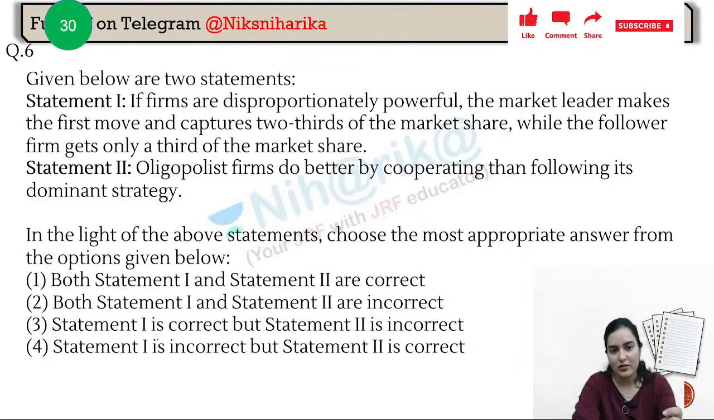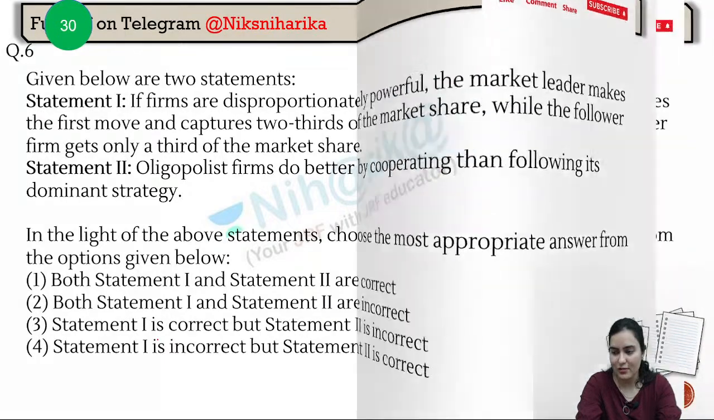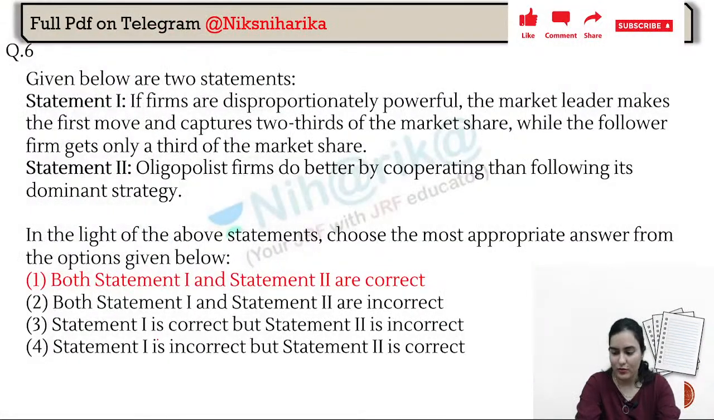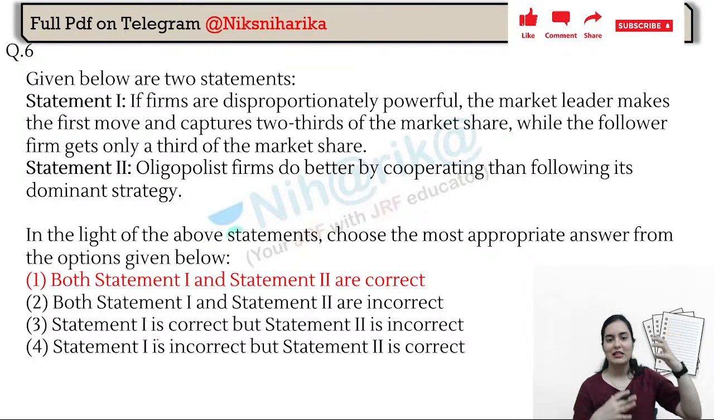An oligopolist firm does better by cooperating than following its dominant strategy. Definitely, both statements are right. What's the wrong thing? Don't worry, everything is fine. Everything is right here. If you are confused, kindly read the statement again. If the firms are disproportionately powerful, that is, one firm is more powerful, the other firm is a little bit less powerful, or kind of that thing.